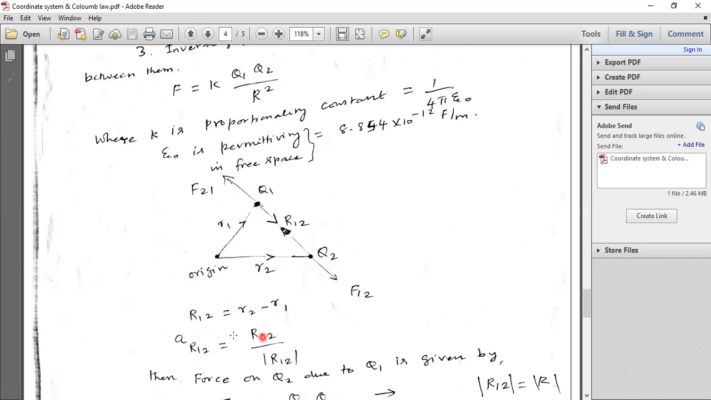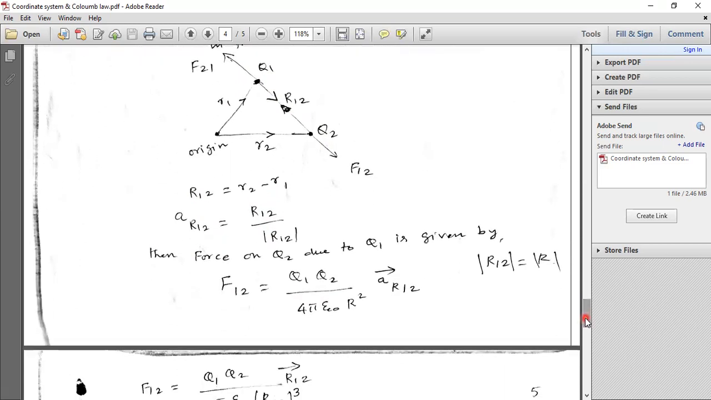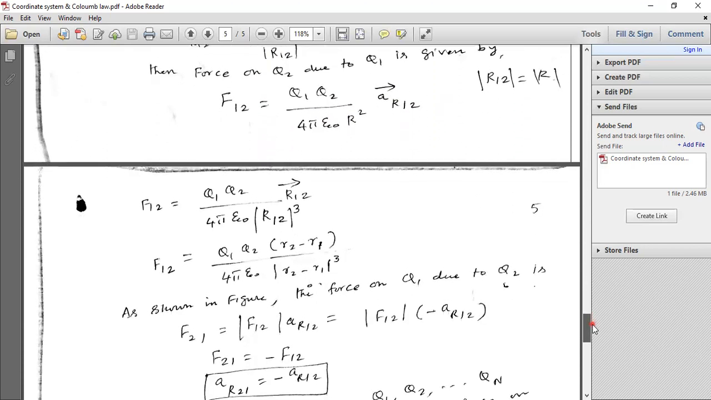R12 is equal to R2 minus R1. By applying the vector addition rule, we can find the distance between the two charges. The unit vector along this R vector is R12 divided by modulus of R12. So this is the expression for Coulomb's law: Q1 Q2 divided by 4 pi epsilon naught R square into aR12. aR12 gives the direction of the force along the distance vector. R12 we can find as R2 minus R1.